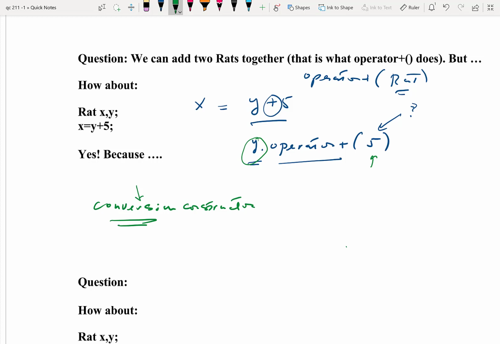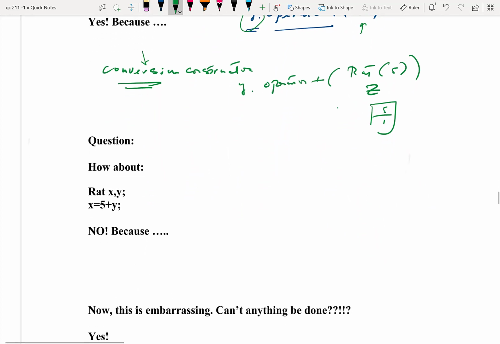So, for example, the conversion constructor is a member of the rat class, so it's going to convert something into rats. In this case, it's going to convert the integer into a rat automatically, right? And so this will become the equivalent of y dot operator plus on, and the compiler in the background is going to write rat of 5, like some rat z that has a 5 in the numerator and 1 in the denominator, and so this will work. That's pretty cool.